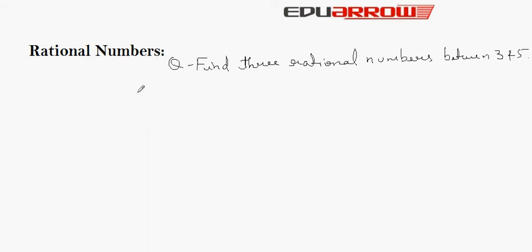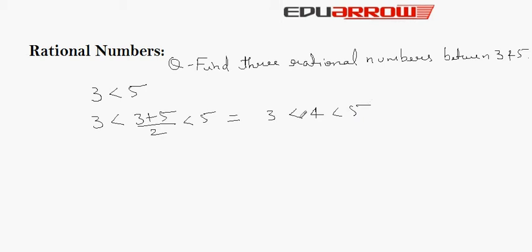Now here, the question is, find three rational numbers between 3 and 5. Now, we know that 3 is less than 5. So, now we can find the rational number between these two numbers by using 3 is less than 3 plus 5 by 2, which is less than 5. So, the result is 3 is less than 8 by 2, that is 4, which is less than 5. Now, we will find one rational number between 3 and 4 and another rational number between 4 and 5. Now let's continue.